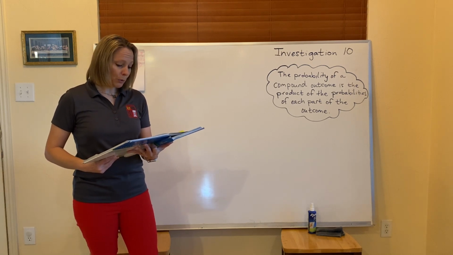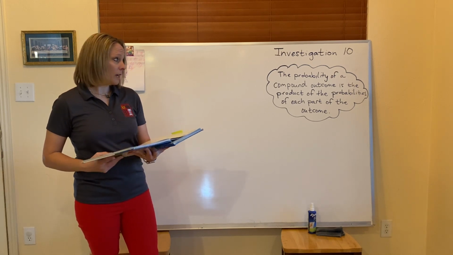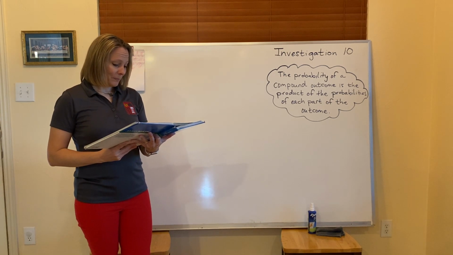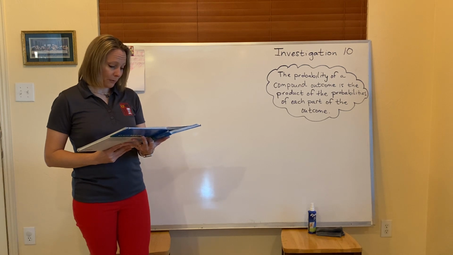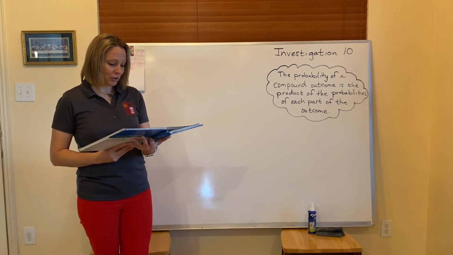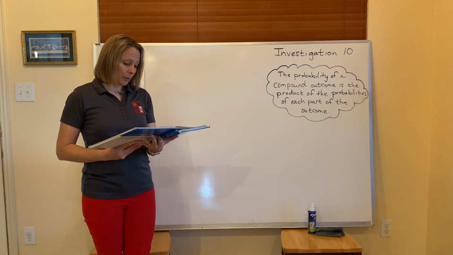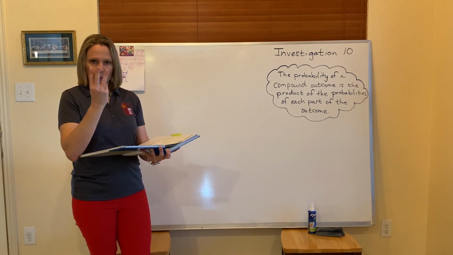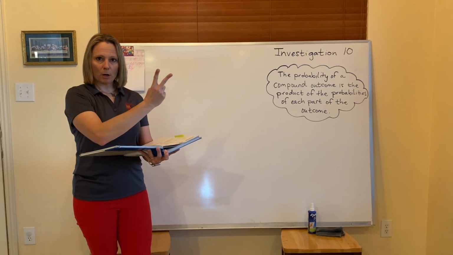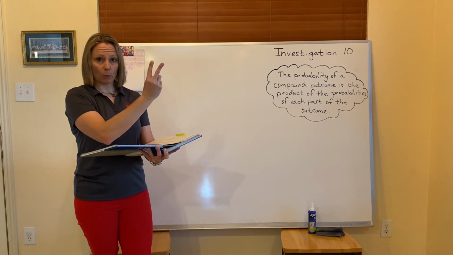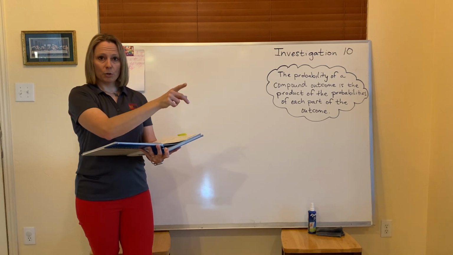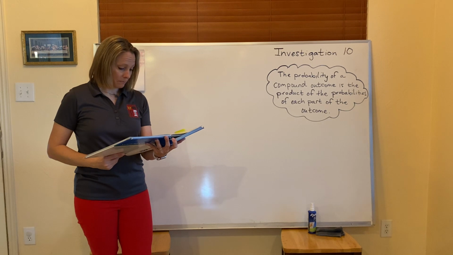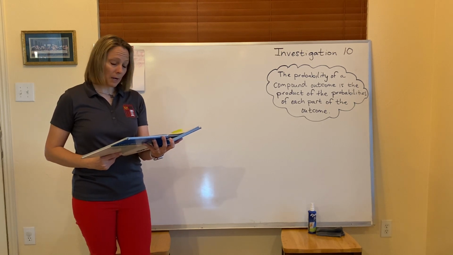To find the total number of compound outcomes, we will multiply the number of branches in the first part of the experiment by the number of branches in the second part. Okay, so we'll multiply, we have 3 spinner outcomes, 3 times 2 marble outcomes, right? It could be blue or white. So 3 times 2 is 6. So that is our compound outcome. 6 possible outcomes.